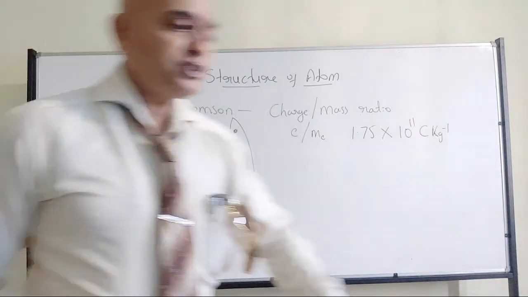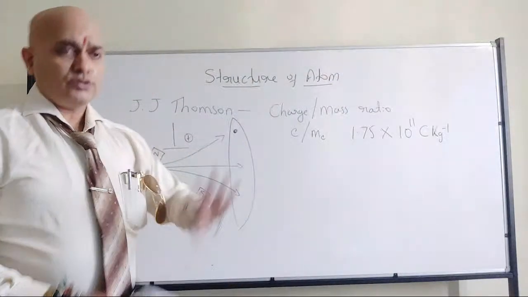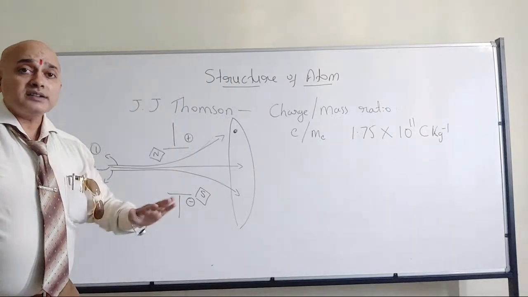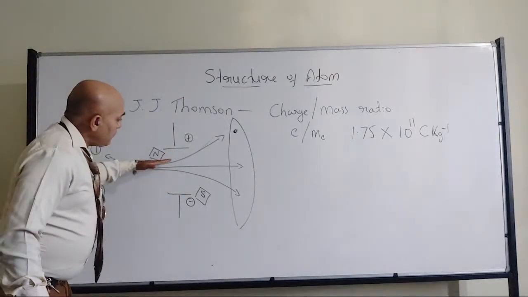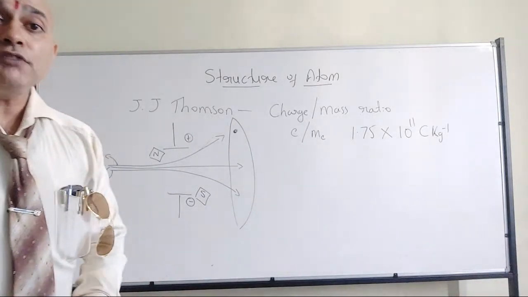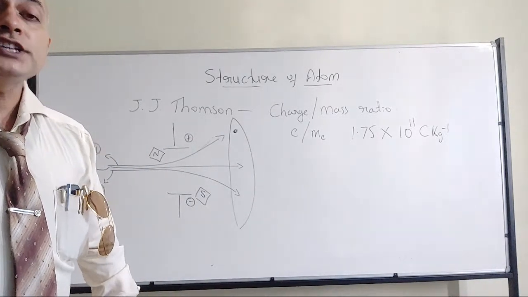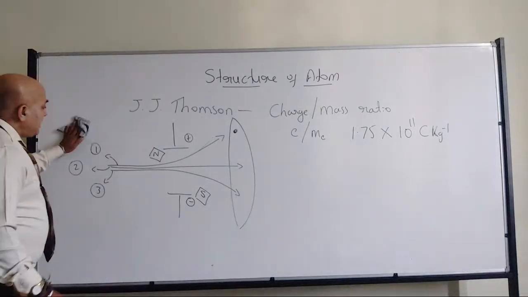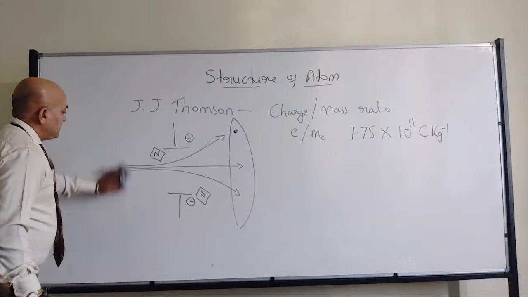All of you have understood? So how come we know the charge, sir, because it is moving like this. How come based on the mass? That's where, how exactly, what deviation it is taking, based on that he was able to find out the charge by mass ratio, not the individual values. Charge by mass ratio. Okay?